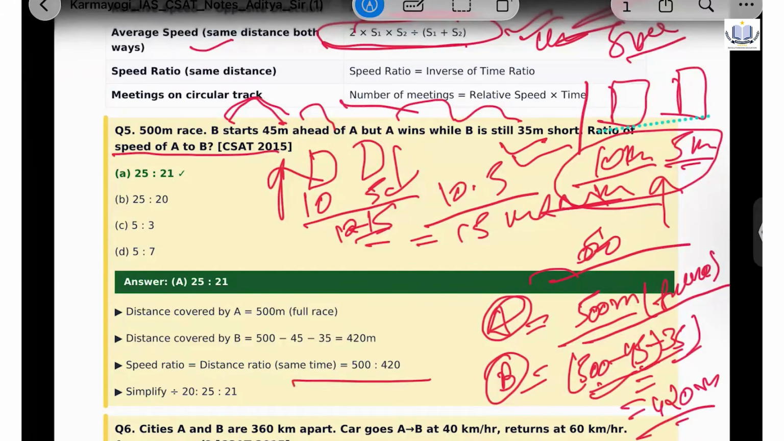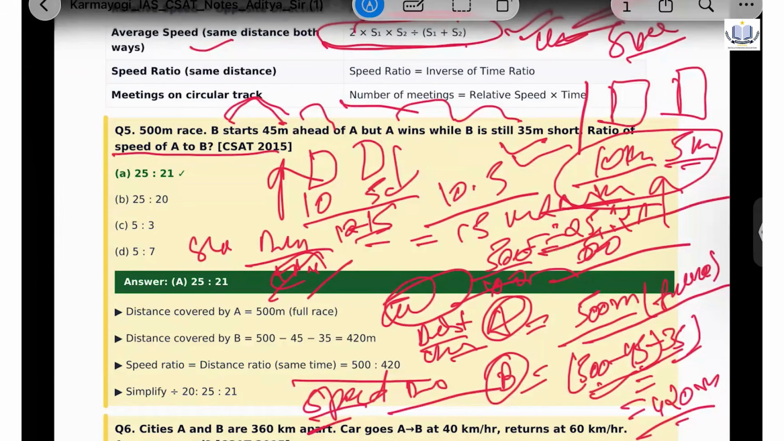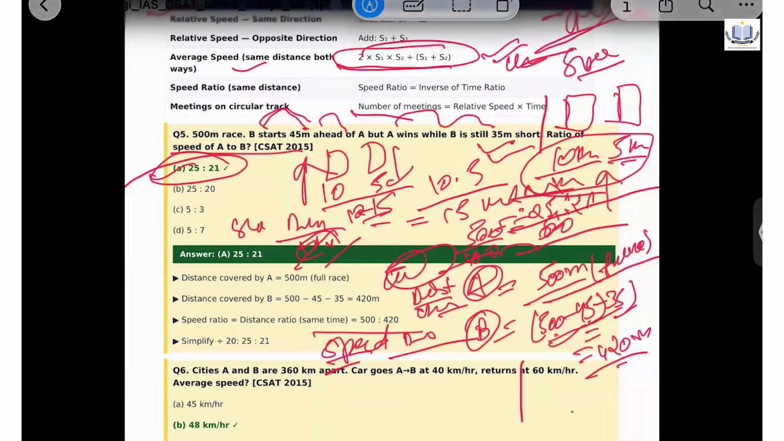ठीक है, टाइम सेम है क्योंकि दोनों को सेम टाइम दिया गया है. So speed will be distance ratio, because speed equal to distance upon time, right? अब टाइम तो सेम है तो टाइम तो कट जाएगा, तो डिस्टेंस का रेशियो ही स्पीड का रेशियो बन जाएगा. सो 500 डिवाइडेड बाय 420, इट विल बिकम 25 रेशियो 21. ठीक है, कैलकुलेशन पे वी डोंट हैव टू फोकस, जस्ट अंडरस्टैंड द मेथड.